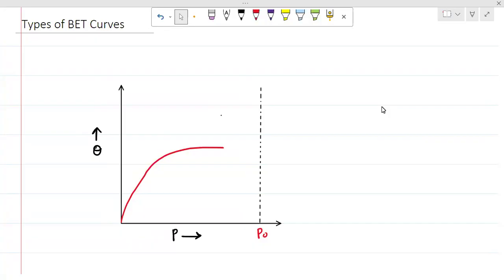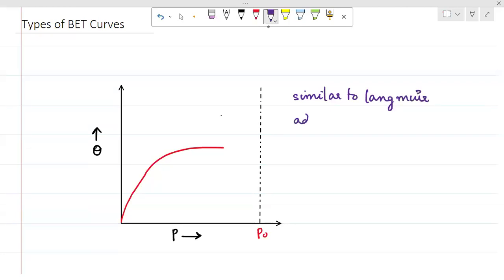So throughout all the plots, we have plotted theta, which is the extent of adsorption, versus the pressure. And at the end of the plot, I have marked something called P naught, which is the saturation pressure, the pressure of the gas at which it is converted to a liquid. Now here what we can see is as the pressure increases, the extent of adsorption also increases and then it attains a plateau, just like Langmuir adsorption isotherm. So this is similar to Langmuir's adsorption isotherm.